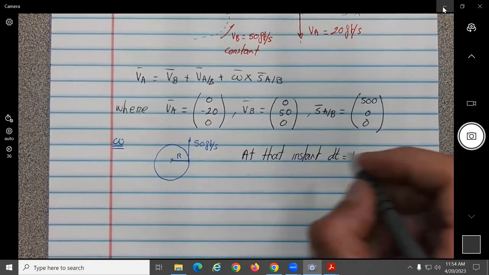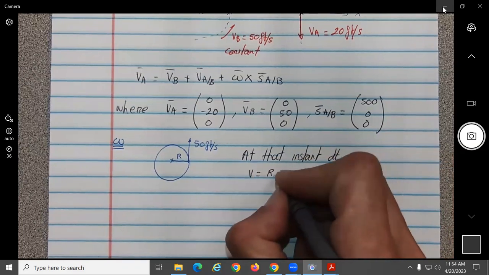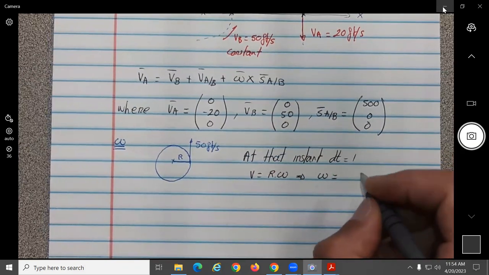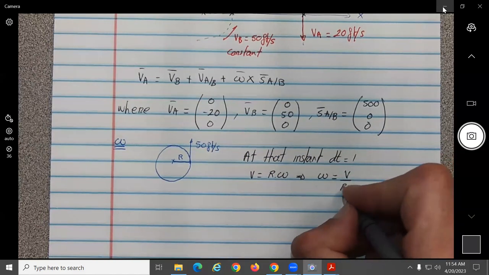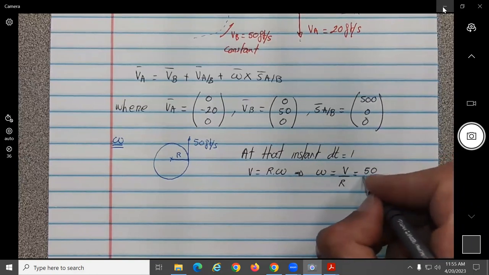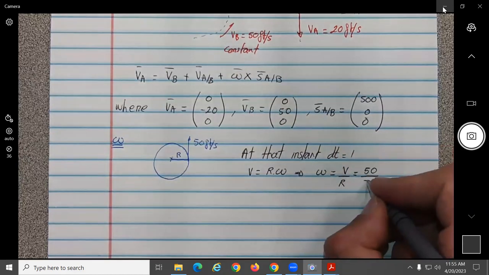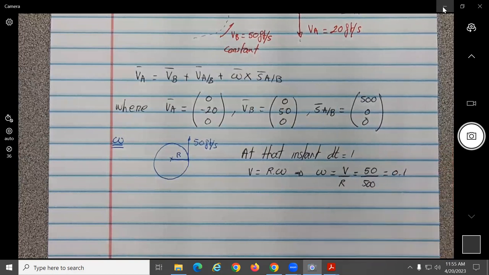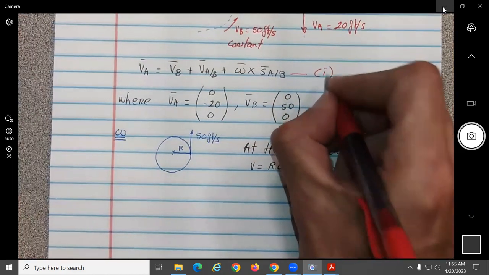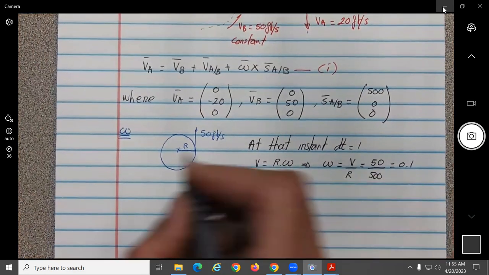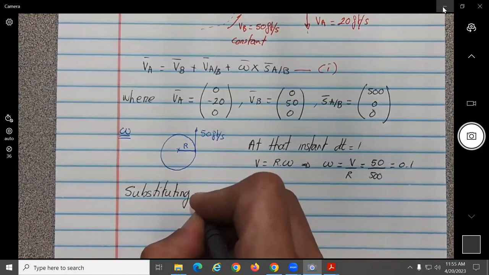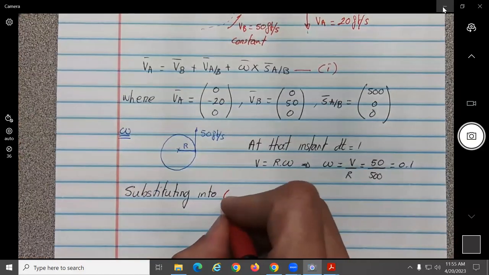But let's say at that instant, what do we have? We have V equal R omega, but we know that omega will be equal to V divided by R, okay? So then V will be equal to 50, because we're talking about VB, divided by 500. So this will give you 0.1. All right. So now we can go back to this equation here, substituting into this one over here.